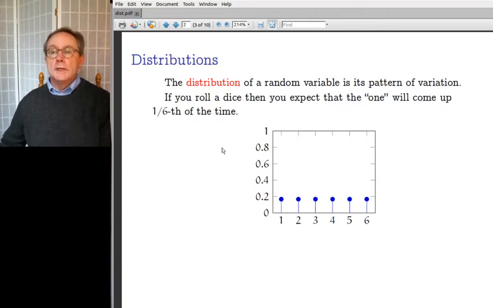So if you roll a dice, then you expect that the 1 will come up one time out of 6, the 2 will come up one time out of 6, the 3 will come up, etc., one time out of 6. So there is a pattern somehow to the way that these random numbers lay out. One time out of 6 is 0.167. So we're looking here at a pattern to how these numbers fall. So the distribution of a random variable is the pattern of variation.